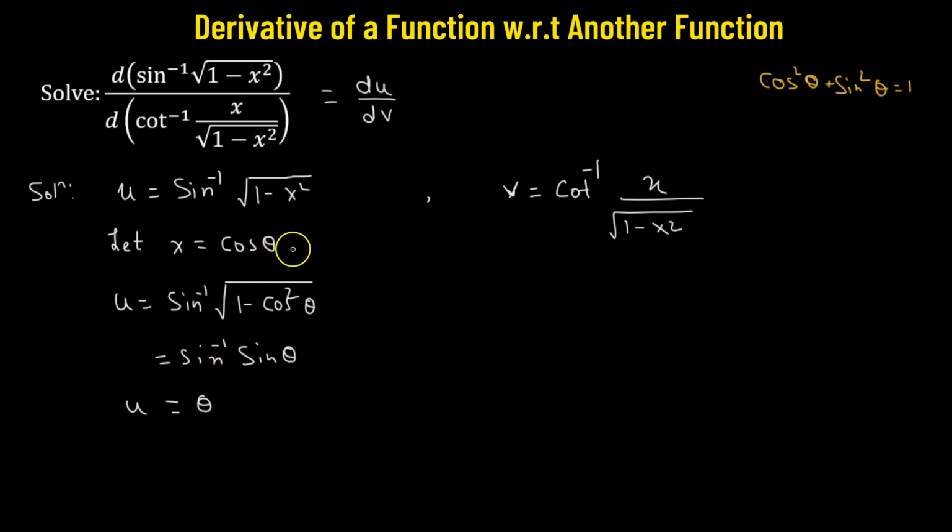We have considered x to be equal to cosine of theta, so that means theta will be equal to cosine inverse of x. So we have u equals cosine inverse of x. Let's label this as number 1. We'll take its derivative with respect to x after simplifying v as well. So for v also we can make a substitution. Here we are going to consider x to be equal to cosine of phi.